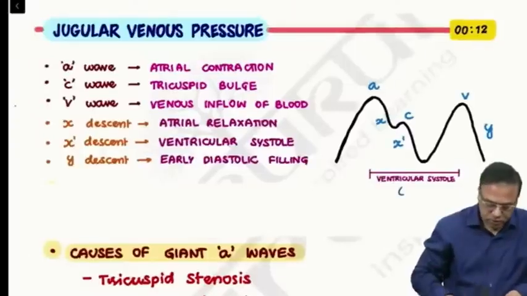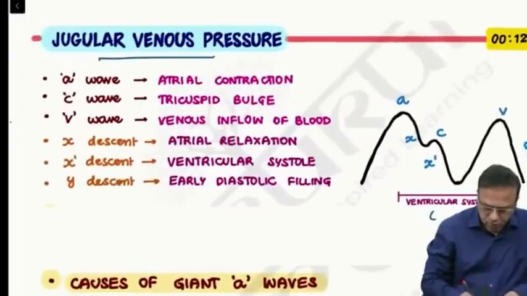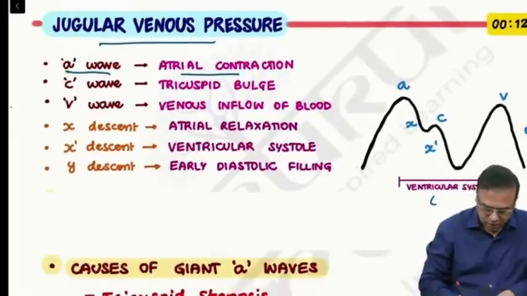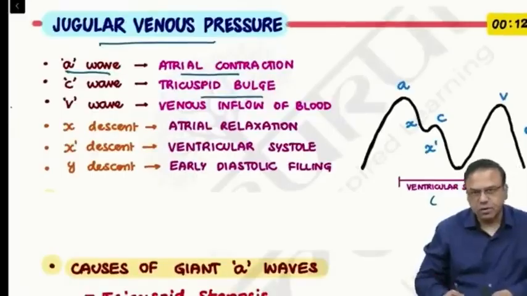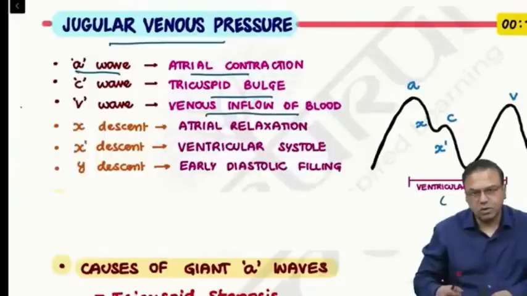Okay, so we'll start with the cardio part. If you look at the JVP, you should know the A wave occurs because of atrial contraction. Okay, C wave is tricuspid bulge that occurs. V wave is venous inflow of blood. Okay, venous collection of blood results in V wave.